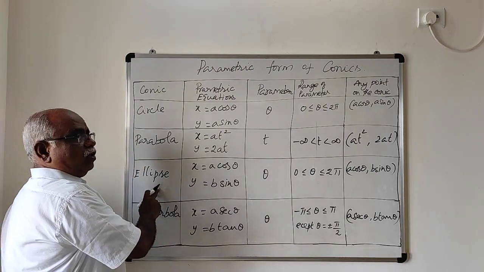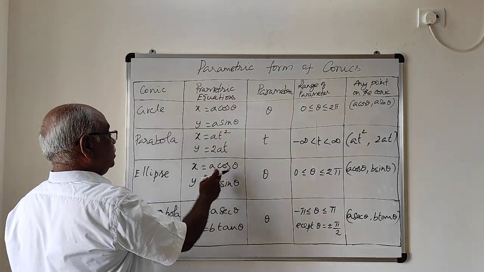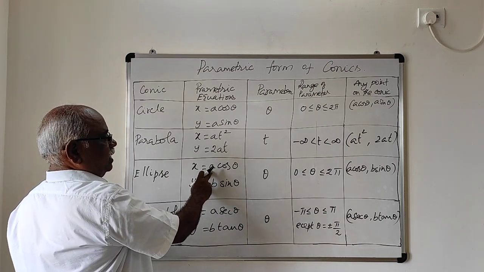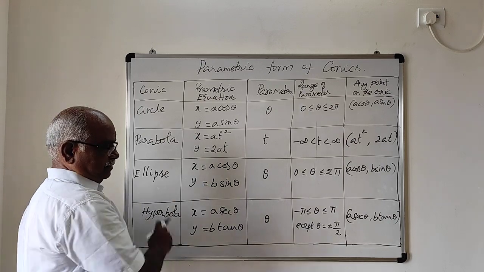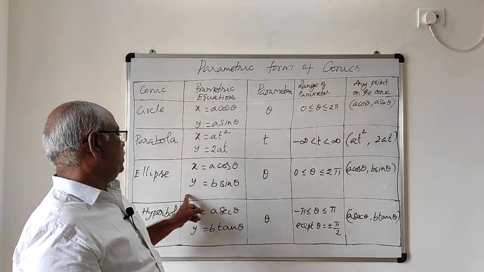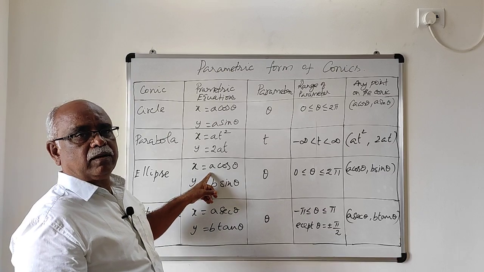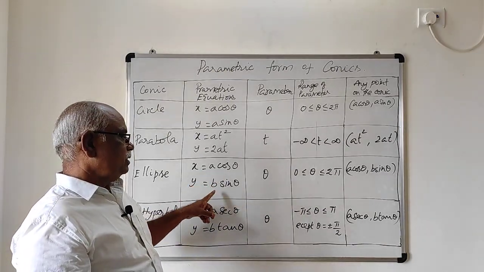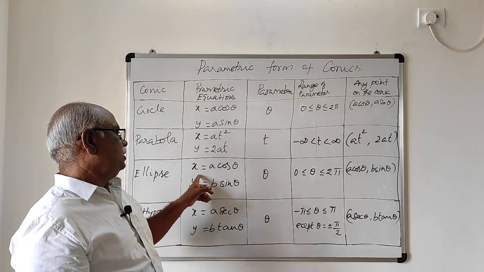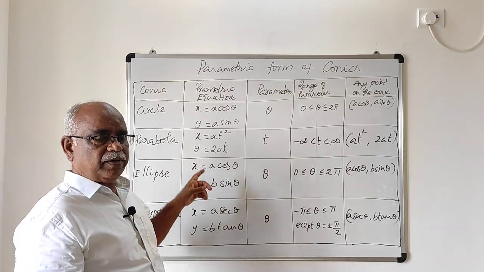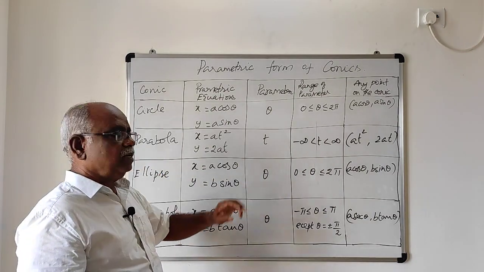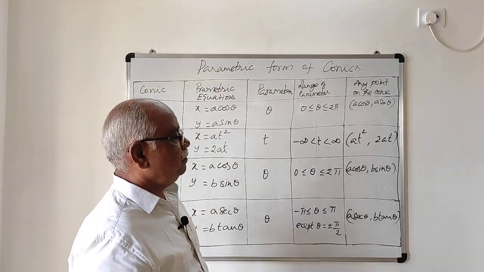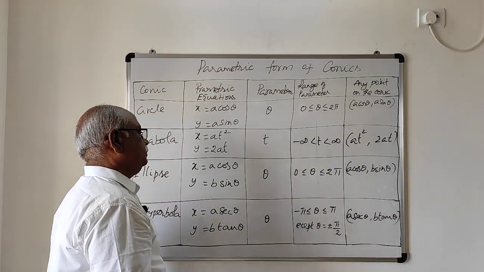Similarly, for ellipse, parametric equations are x equal to a cos theta, y equal to b sin theta. a is the semi-major axis and b is the semi-minor axis. Here theta is the parameter, and that theta lies between 0 to 2 pi. So any point on the ellipse is (a cos theta, b sin theta).